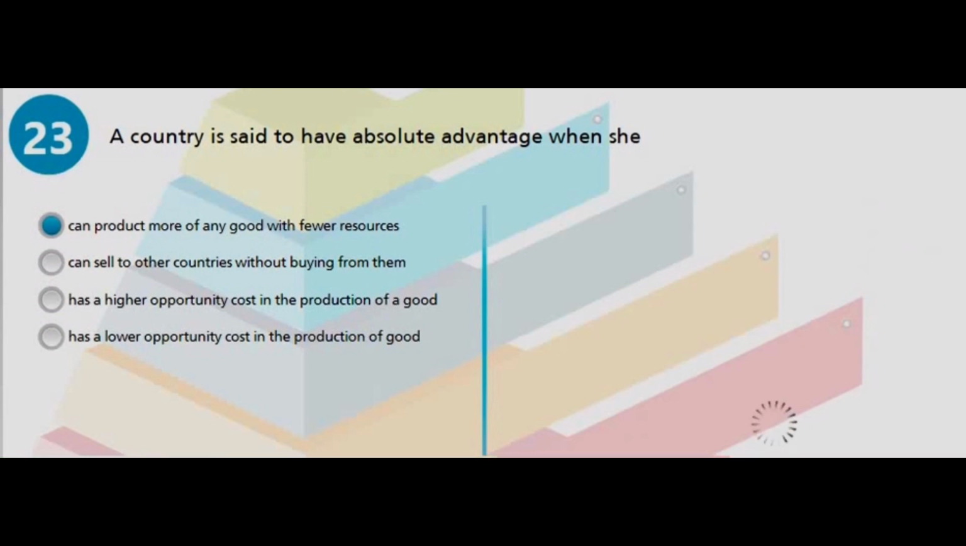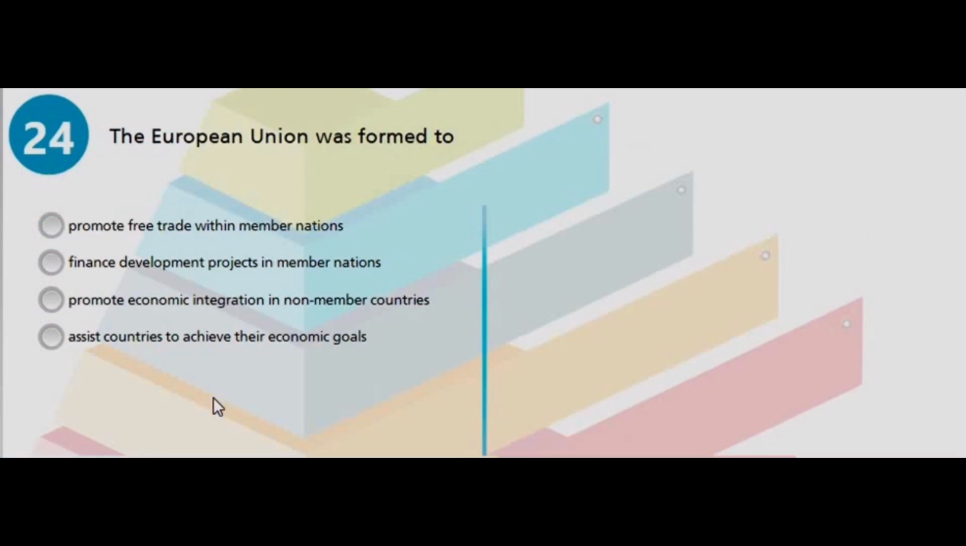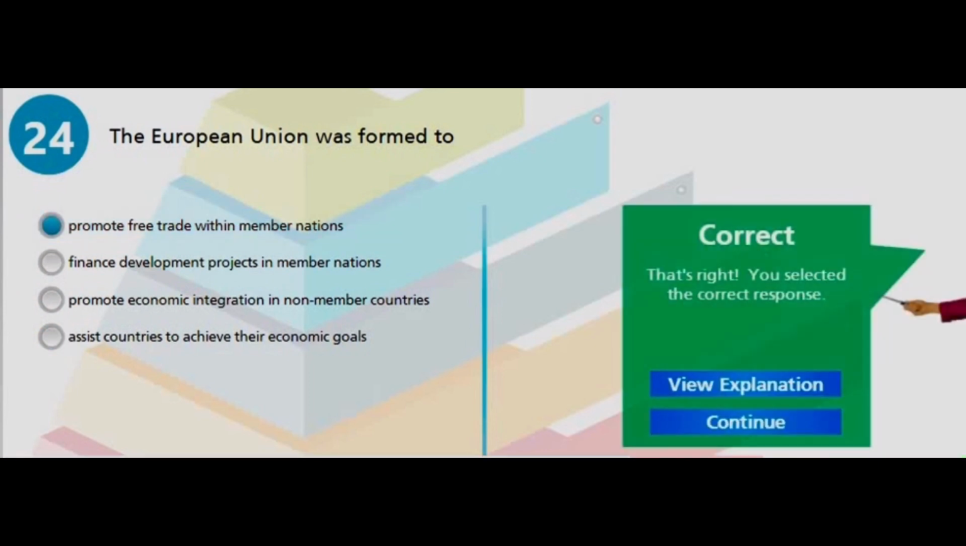Question 24. The European Union was formed to A, promote free trade within member nations, B, finance development projects in member nations, C, promote economic integration in non-member countries, D, assist countries to achieve their economic goals. Now the right answer is to promote free trade within member nations, and I'm going to pick A as my right answer.